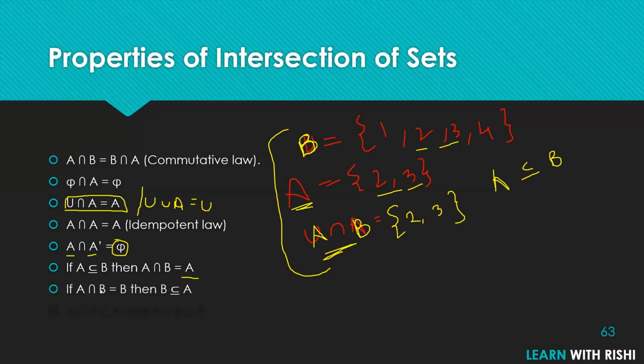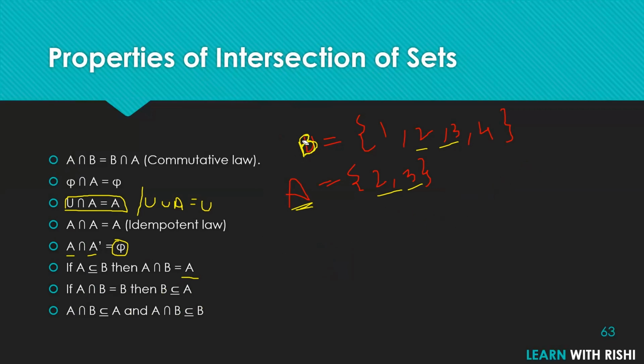Next, if A intersection B is equal to B, then B is a subset of A. Same thing I told you before. This is just inverse of it. A intersection B is a subset of A and A intersection B is a subset of B. So here only I will show you with the same example. So these are our sets. This is set B and this is set A. Now A intersection B. What is A intersection B here? 2, 3.